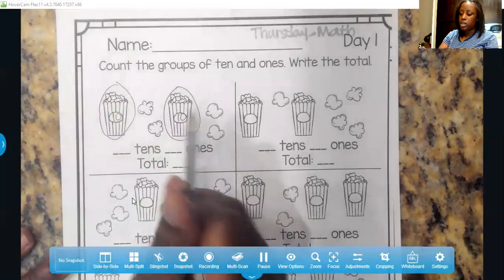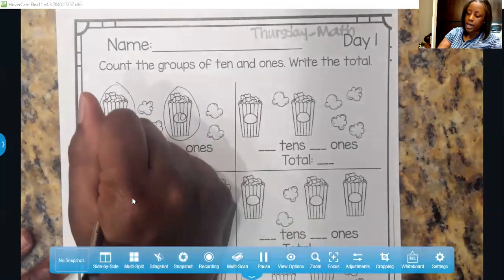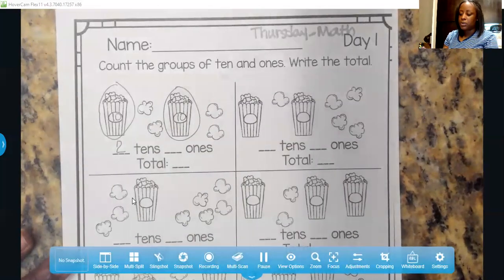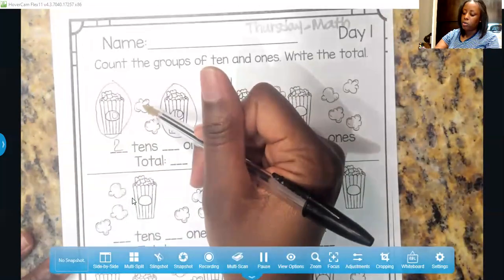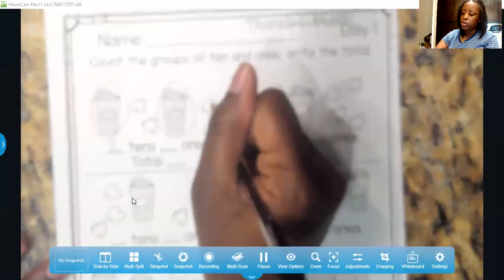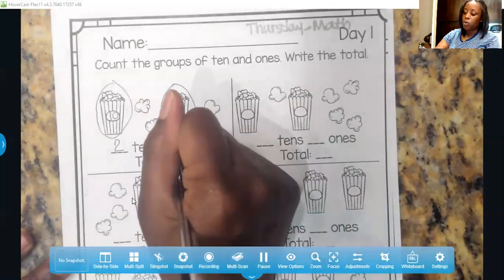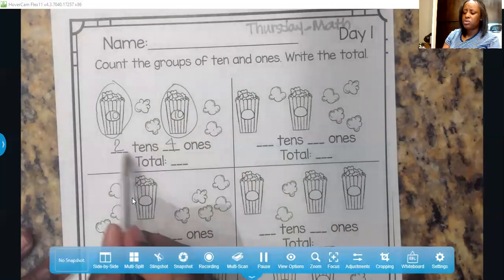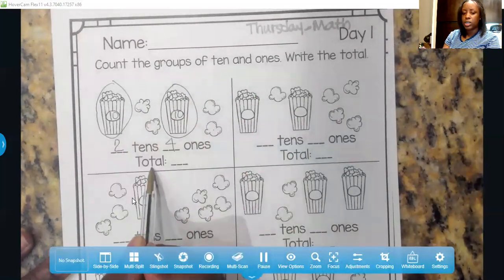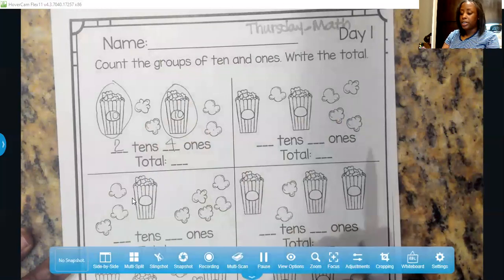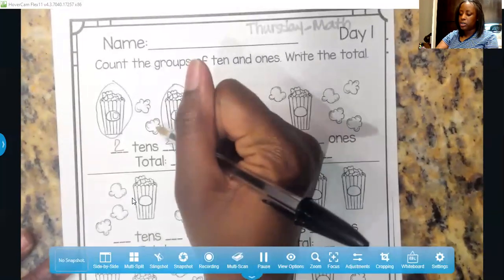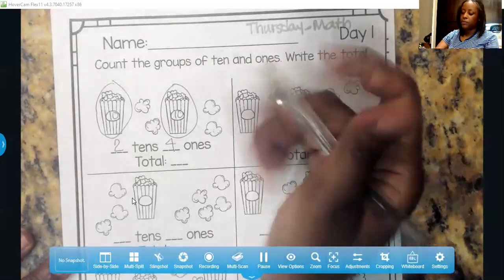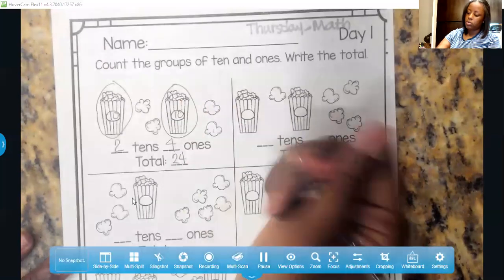I see 1, 2. So that means I have 2 tens. And then these little pieces of popcorn are your ones. So we're going to count our ones. 1, 2, 3, 4. There's 4 ones. If I have 2 tens and 4 ones, what's our total, or what does that equal? You could count them. You could say 10, 20, 21, 22, 23, 24. Your total is 24.